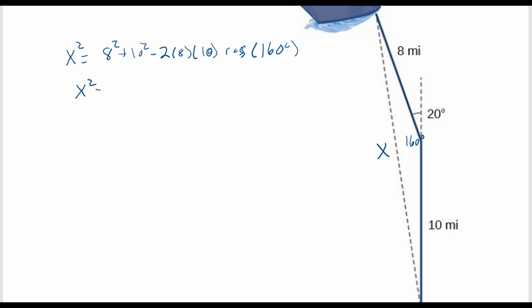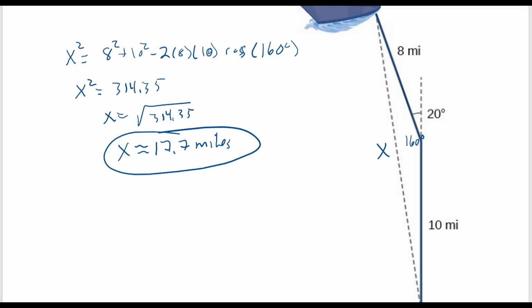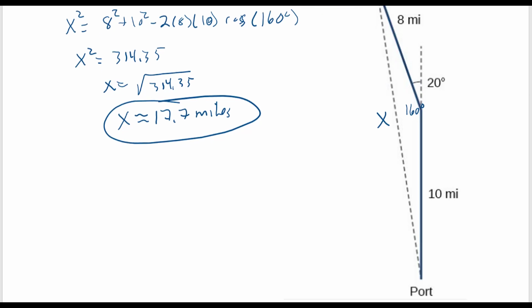So x squared equals 314.35. So x is going to be the square root of 314.35, which is approximately 17.7 miles. That does it for this little video. We have one more to go. A really fun one, by the way.